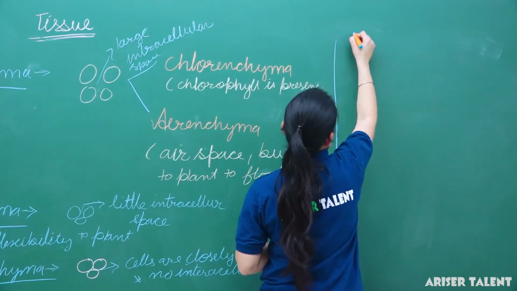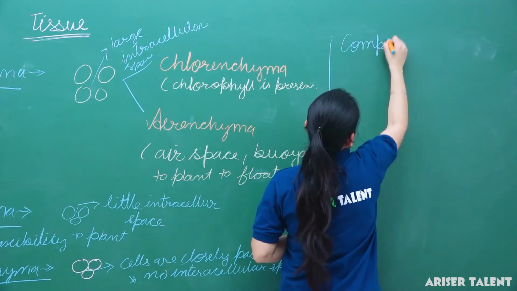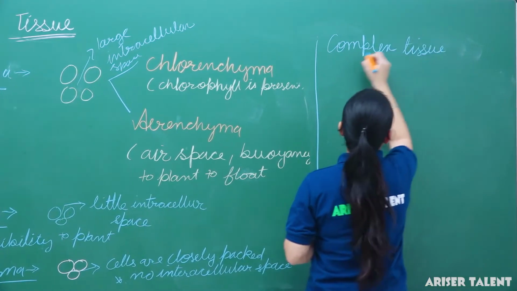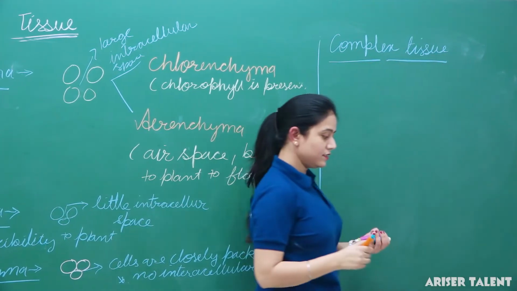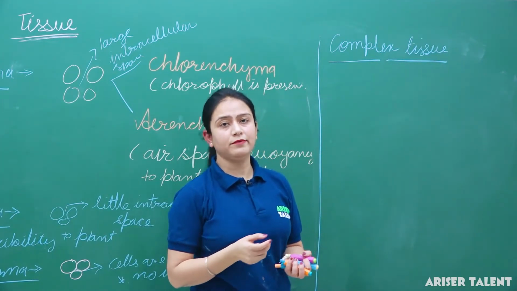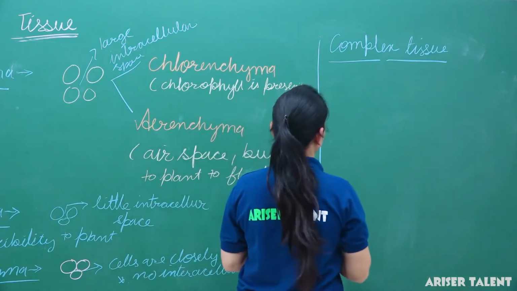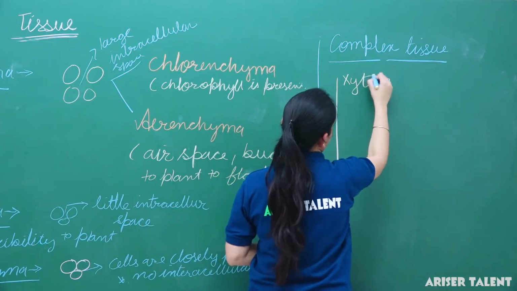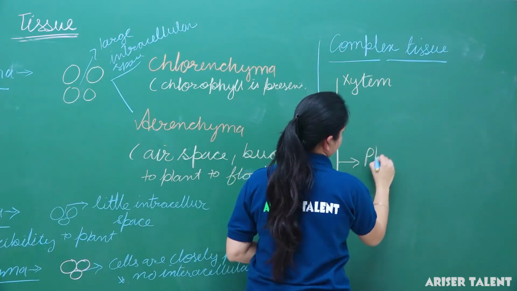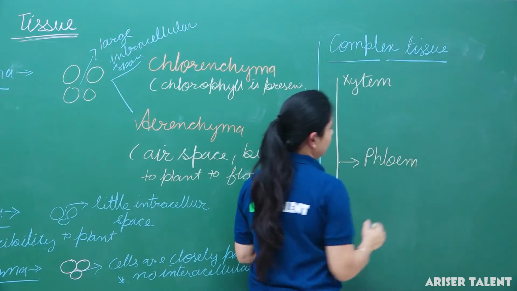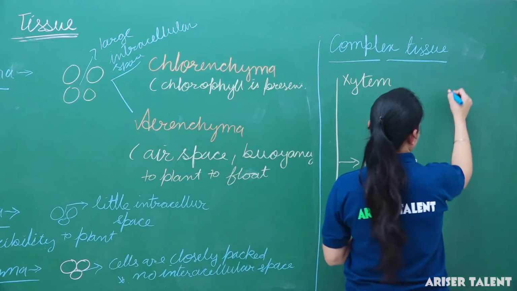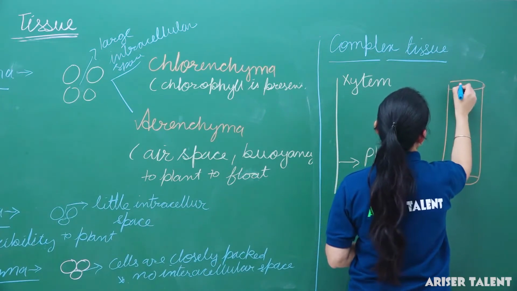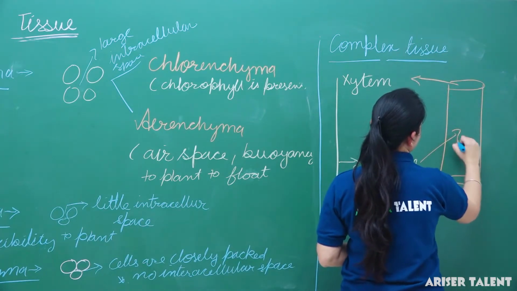Now another one is complex tissues, which are made up of more than one kind of cell. They are of two types, xylem and phloem. In the plant, this is xylem and this is phloem.